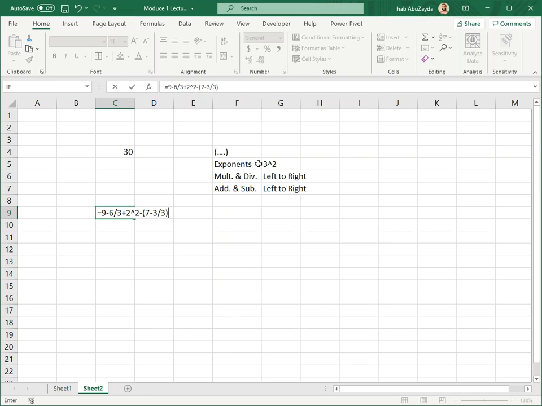Okay, so based on this, where do we look first? We look at the parentheses, right? And then within the parentheses, which one has higher precedence, the subtraction or the division? According to this, the division has a higher precedence. So we look at this first. 3 divided by 3 is 1, right? So 7 minus 1 is 6. So this will give me the value 6.